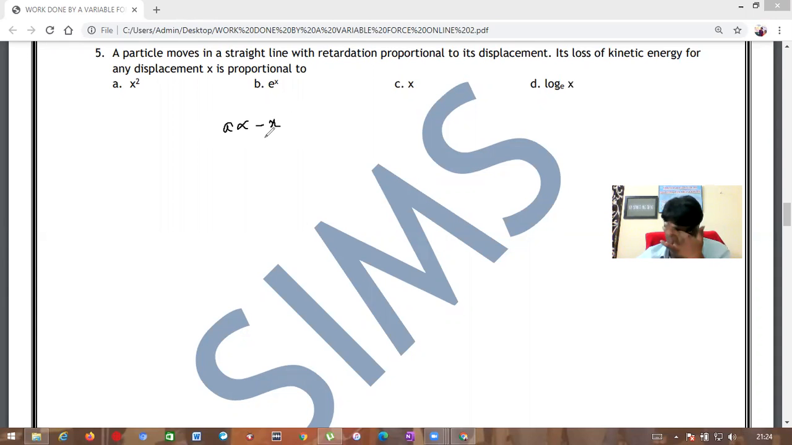When is this possible? The acceleration being proportional to displacement but in the opposite direction is possible in case of SHM, that is simple harmonic motion.